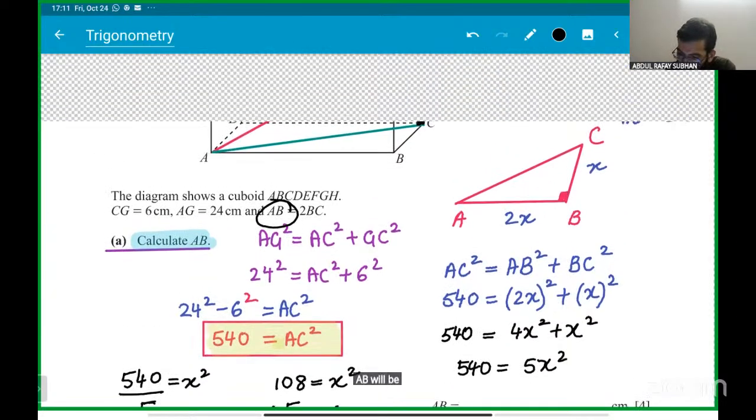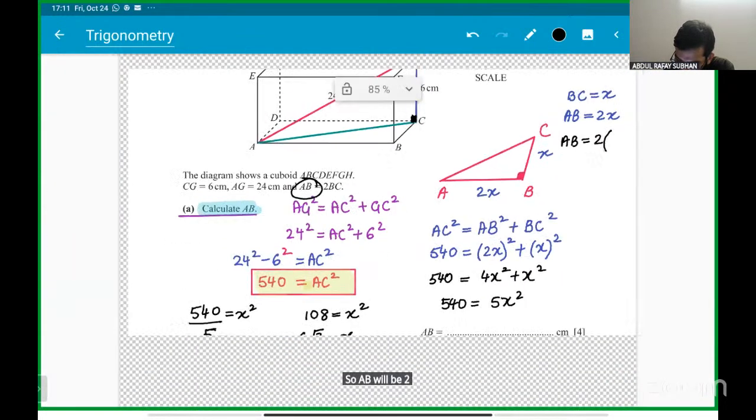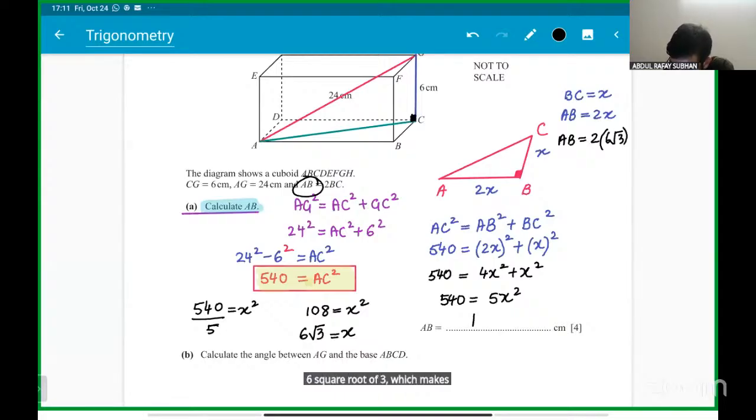AB will be 2 times of X. As we have mentioned, AB is 2 times of X. So AB will be 2 times of 6 square root of 3, which makes AB basically 12 square root of 3 centimeter. Is everyone getting it? So AB will be 12 square root 3, students.